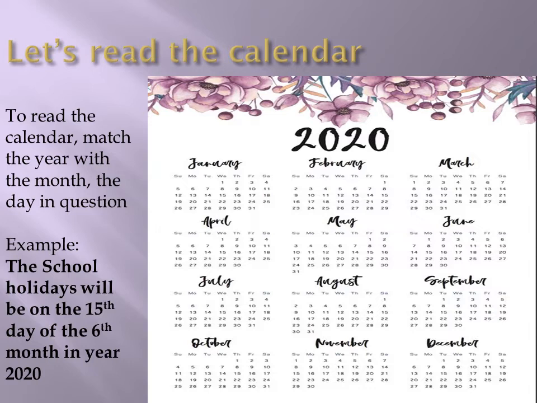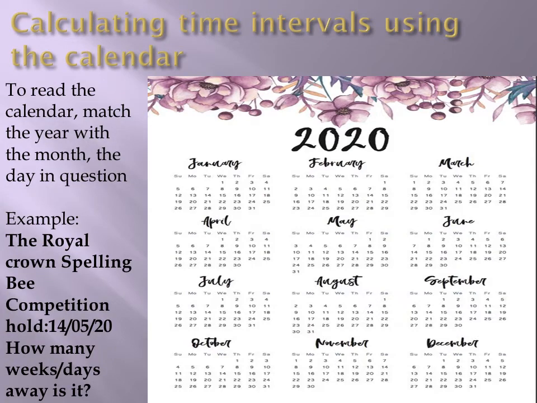What have we been able to do? We've been able to read the calendar correctly. All right. Okay, so let's see. I think the next and the final thing that we should do today is calculating time intervals using the calendar.